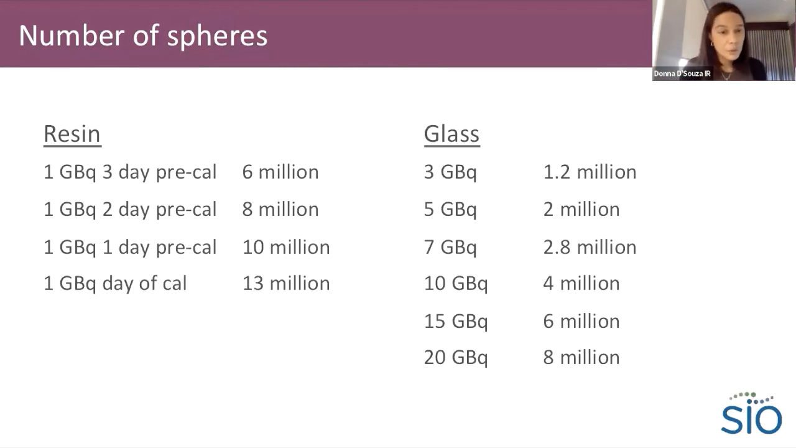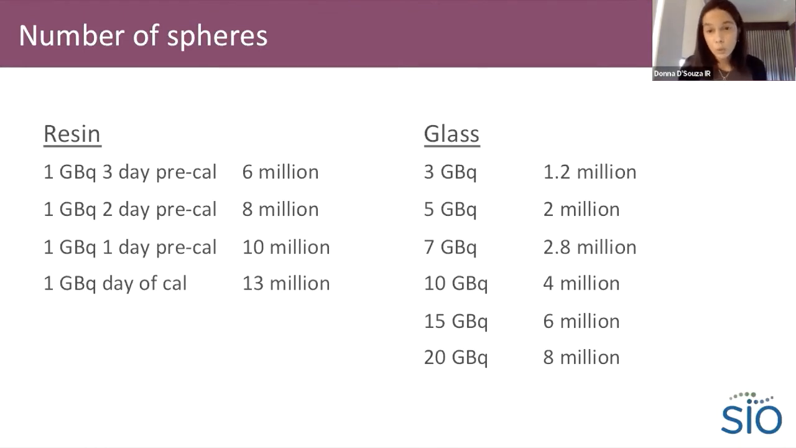Now there's a flex dosing where you can get the same dose, the same activity vial, but delivered and used earlier. So here you can see that for a 1 GBq dose, depending on when you use the vial, you can either have 13 million, 10 million, 8 million, or 6 million spheres. And so that allows you to do more and achieve segmental deliveries easier.